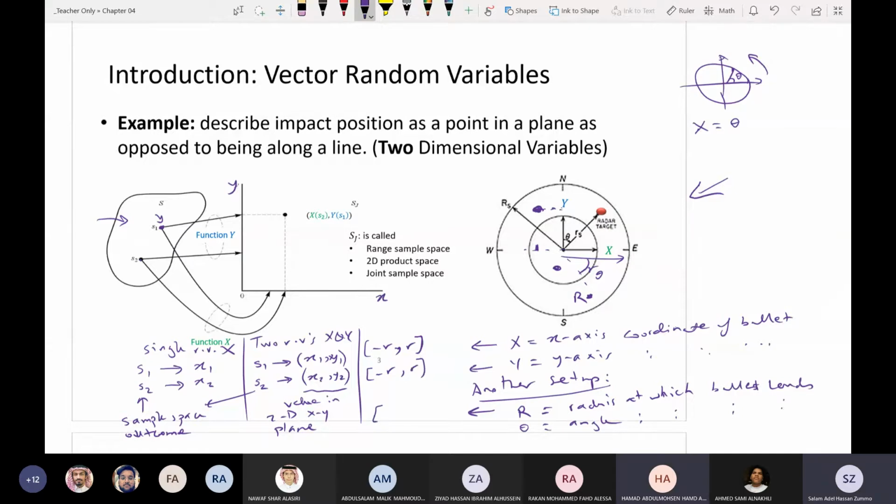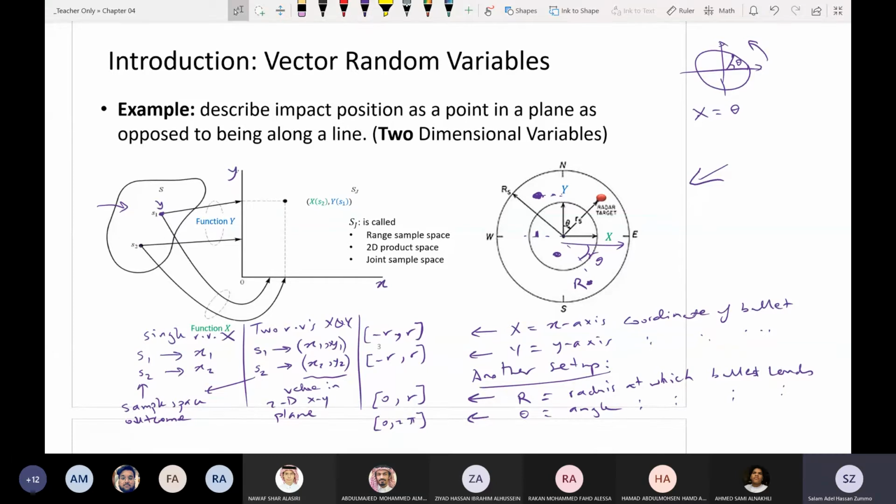What are the values that R can take? From zero to R. And theta? From 0 to 2 pi. 0 to 2 pi, exactly. Okay?